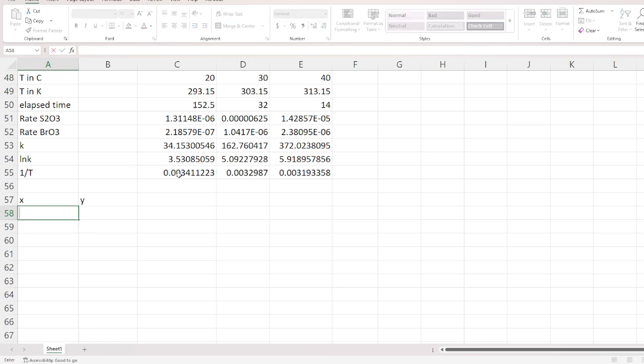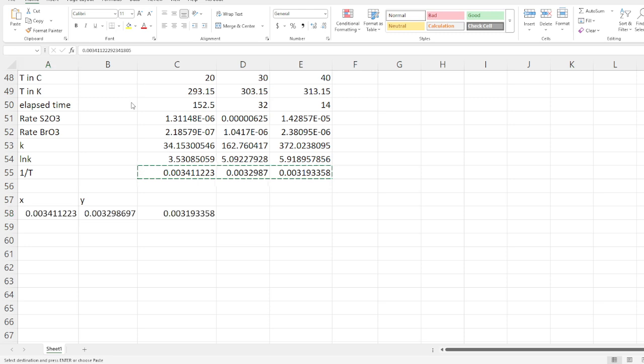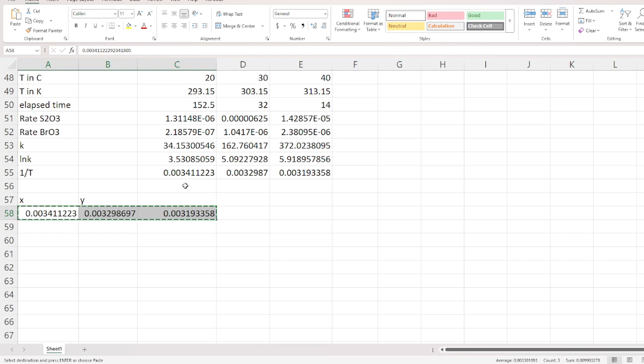Actually, here's a neat trick. We can transpose this data. So if I copy this, I'm going to right click and I'm going to paste special. I want values and numbers, and let's see. I'm going to cut, and let's see if it'll let me transpose this. And no. Put that back.